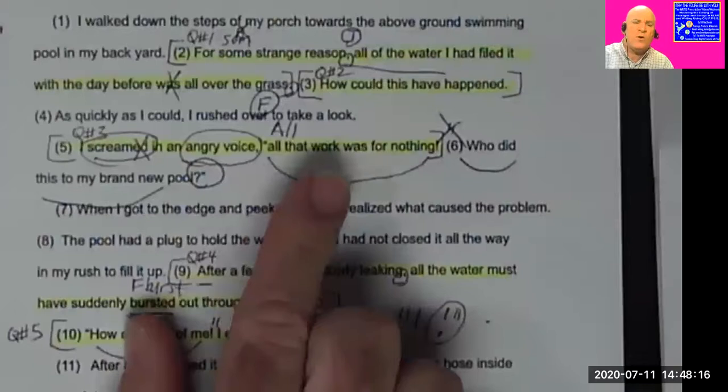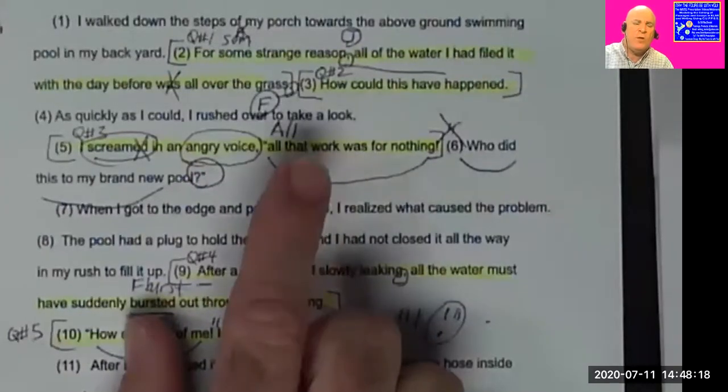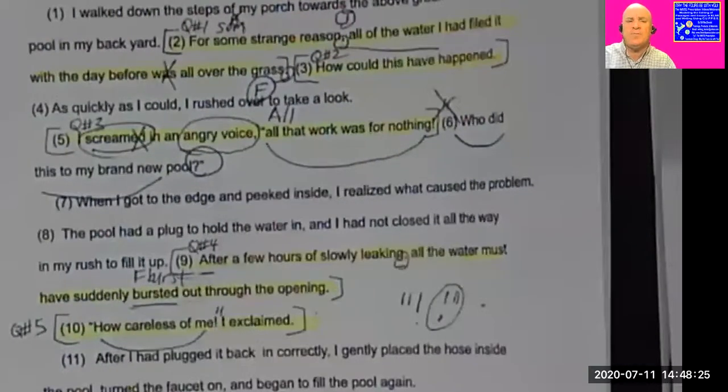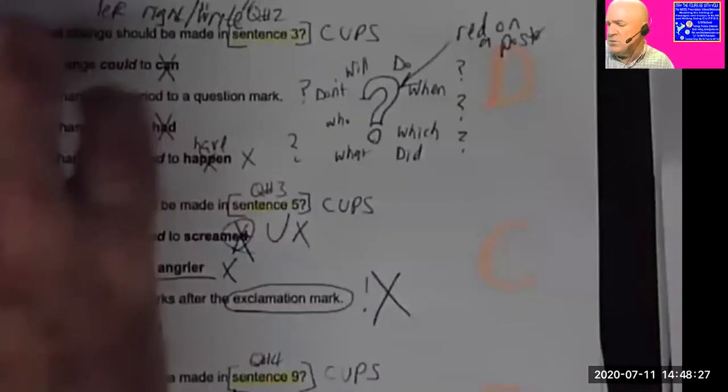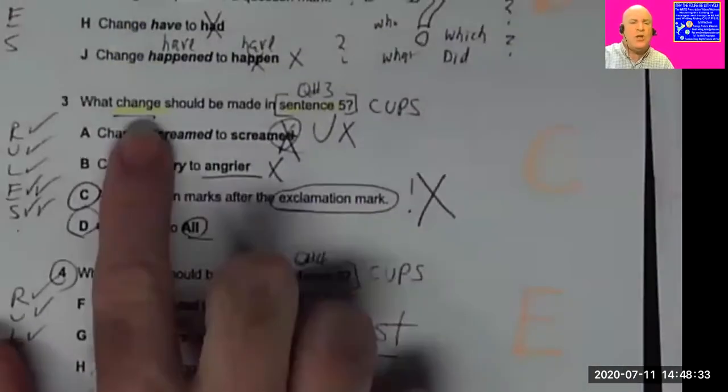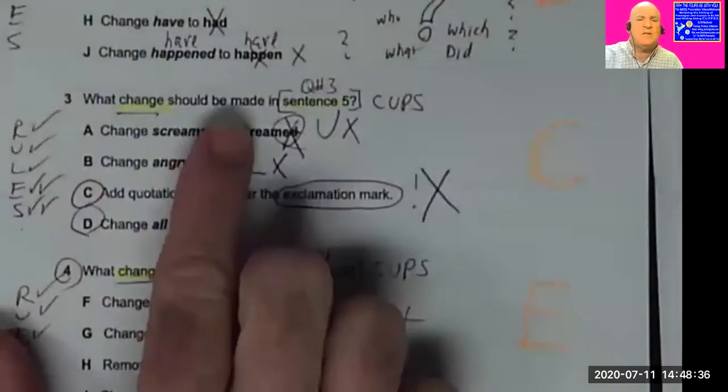So I want to go over question five before we finish this passage, and then I'll show you one run-on and one fragment. So let's take a look at the question regarding sentence five. It said, what change should be made in sentence five?